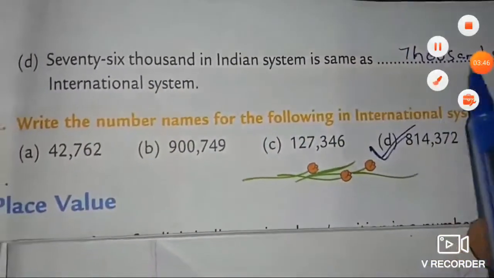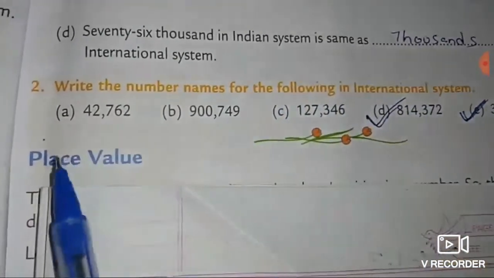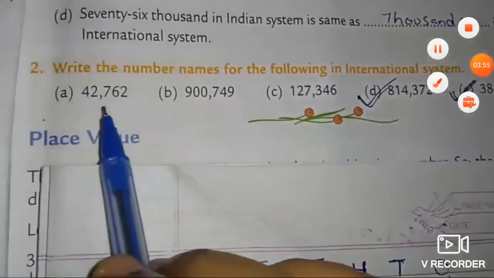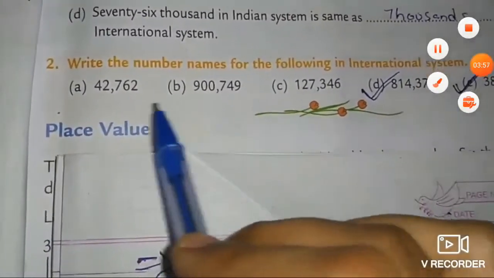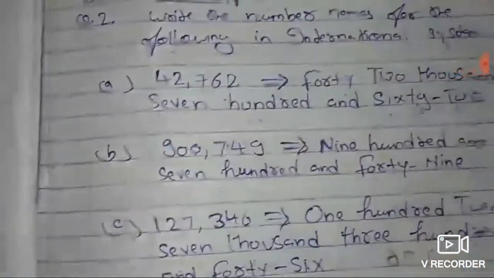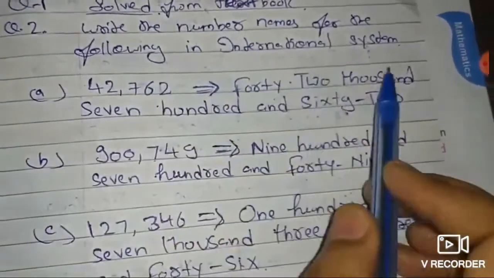76,000. The Indian system is the same as the international system. Question number 2: Write the number name for the following in the international system. Here I explain all of question number 2 in my notebook. Okay, so here you can see exercise 1.2 and question number 2. Write the number names for the following in the international system.